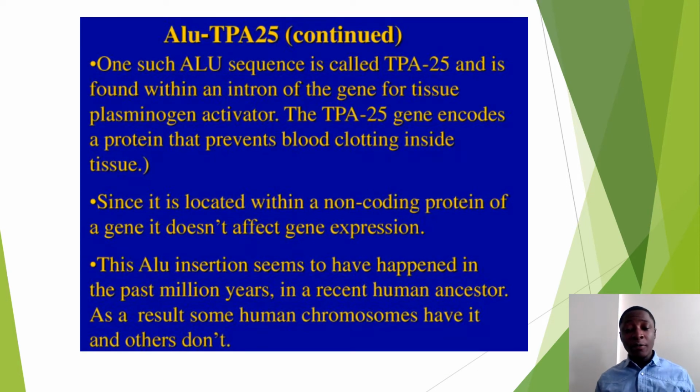An example of ALU is the tissue plasminogen activator, TPA25. What it does is code for proteins that prevent our blood from clotting. But because it's junk DNA, it is not activated in us, which is very good.